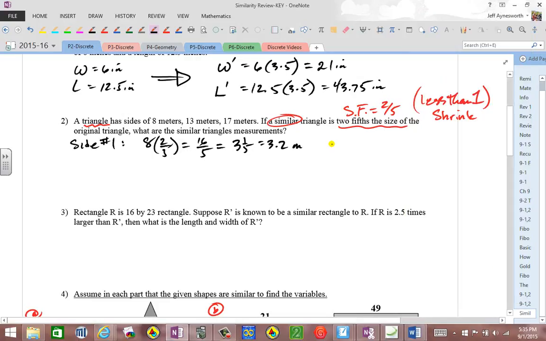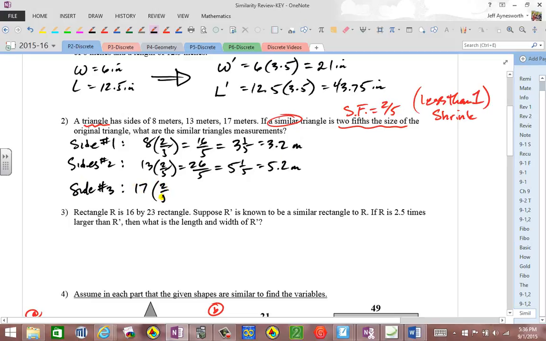You're going to do that for all sides. So you take side number 2, which is 13. So 13 times 2/5, that's 26/5, and that's 5 and 1/5. That's 5.2 as a decimal. Side 3 is 17. So 17 times 2/5. 17 times 2 is 34, divided by 5, that's 6 and 4/5. As a decimal, that's 6.8.